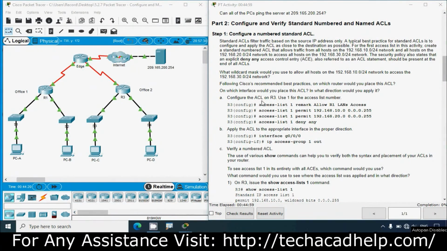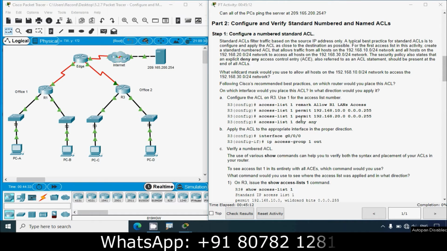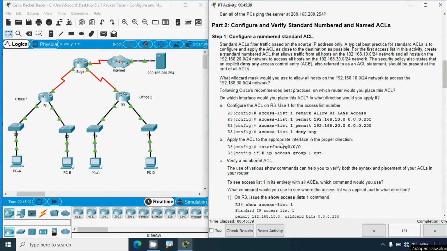Here, configure the ACL on R3. Use 1 for the access list number. Here they given the command access list 1. They set this remark first: allow R1 LANs access. Then access list 1 permit. Here they given the source address 192.168.10.0 and 192.168.20.0. And finally they given access list 1 deny any. That means only these two networks are allowed to access this 30.0 network.